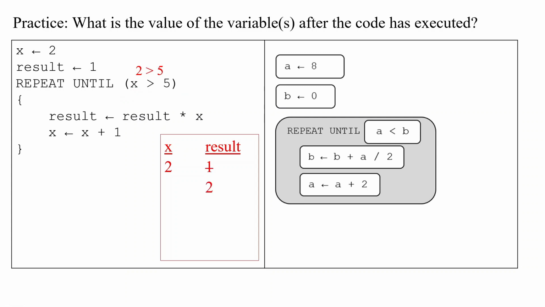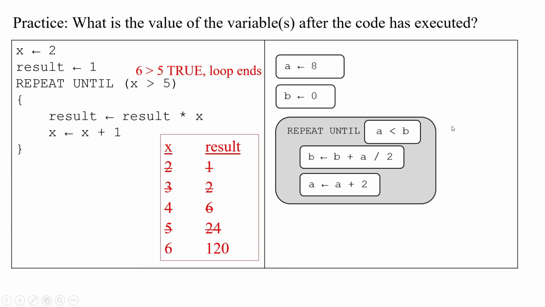Result, 2 times 1 is 2, and then I add 1 to x and it becomes 3. 3 is not greater than 5, so I take 3 times 2, which is 6, and I add 1 to x. 4 is not greater than 5, so 4 times 6 is 24, add 1 to make 5. 5 is not greater than 5, don't let that fool you, so I have to run the code again. 5 times 24 is 120, add 1 to x. And then now x is finally greater than 5. I have 6 greater than 5. It is true, so the loop ends there. So the values of my variables are going to be 6 and 120.